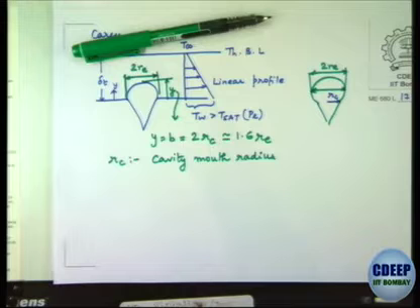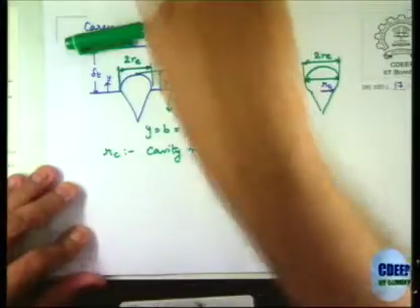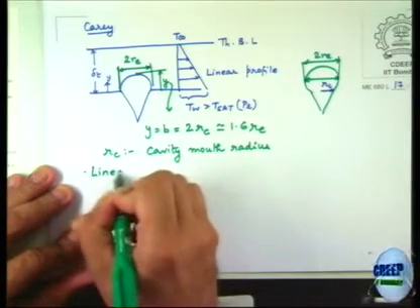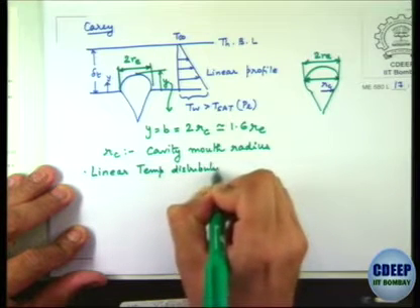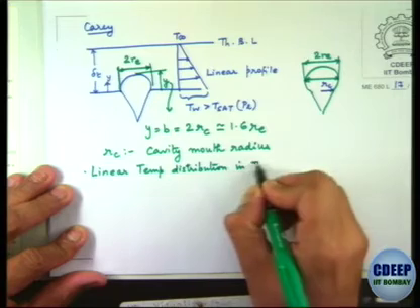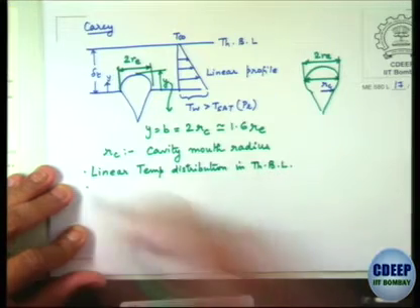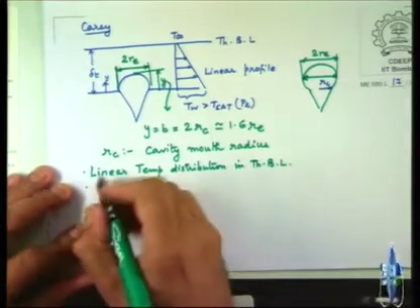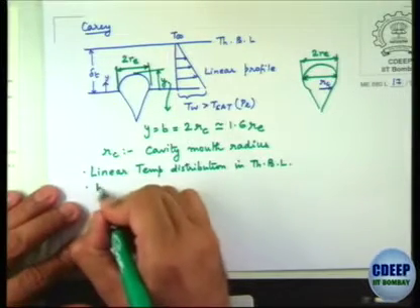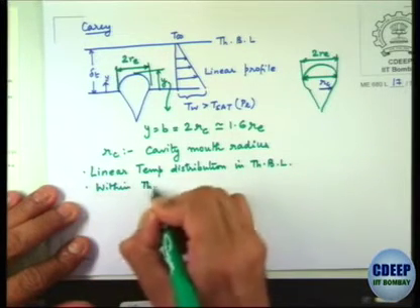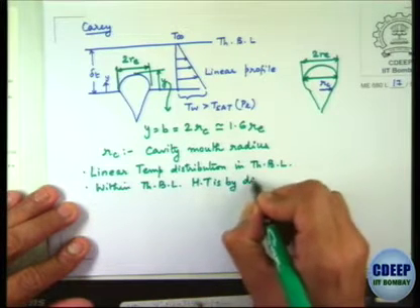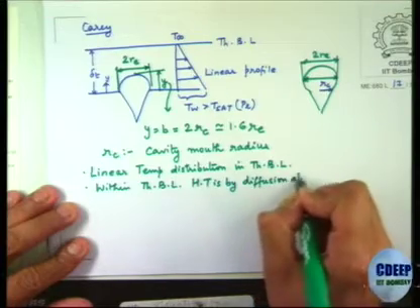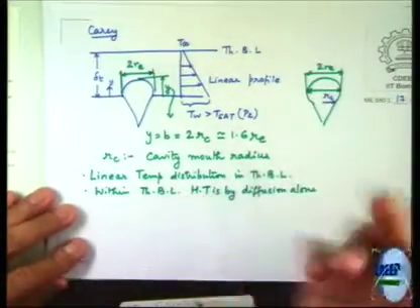Okay, so now we will. First assumption here is linear temperature distribution in thermal boundary layer. Second, within the thermal boundary layer, heat transfer is by diffusion alone. The surrounding layer may be turbulent, there can be convection, does not matter.